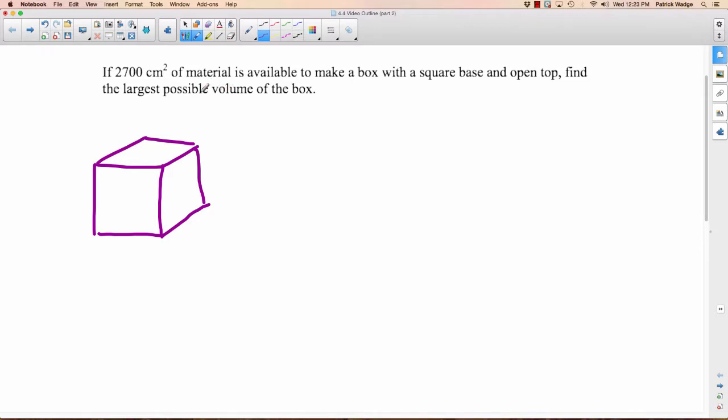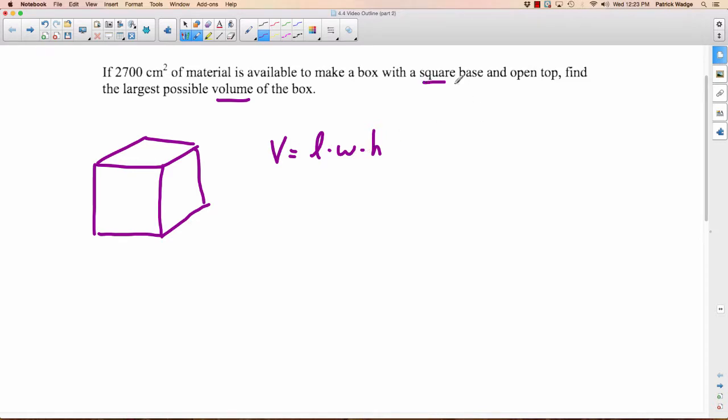What we want to do next is write an objective function. What is the thing that we're trying to optimize here? What we want to get as big as possible is the volume. So our objective function is volume equals length times width times height. And our next step is we want to get this down to only one variable. Right now we have 3 variables. We have to get it down to 1.